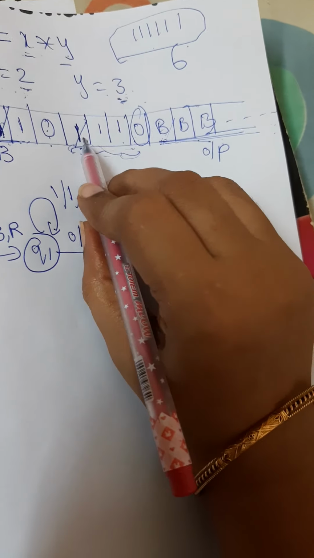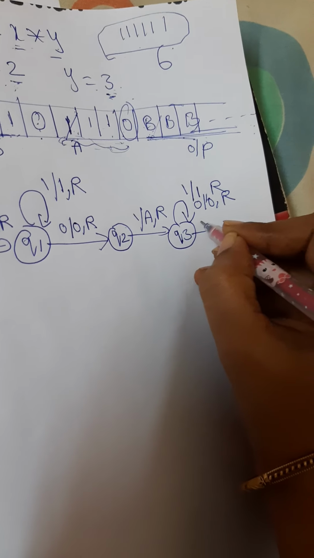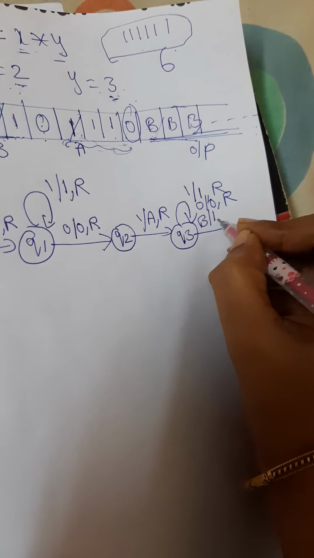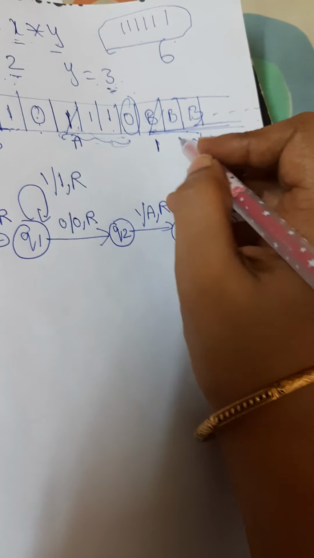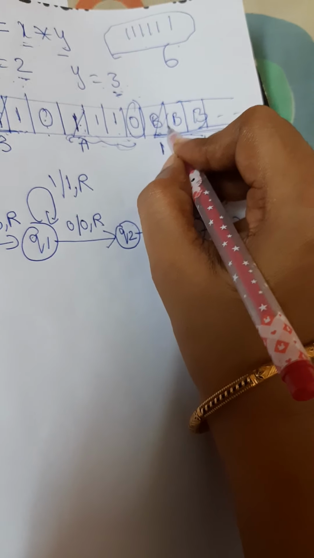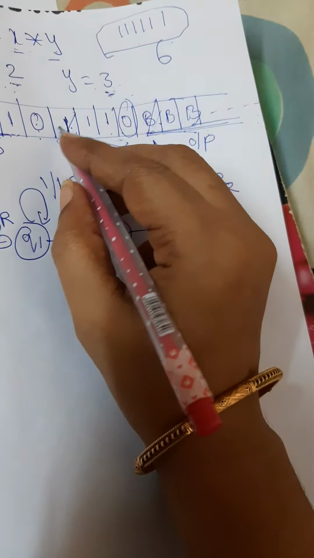Now what I said, this one you have to copy here. So this blank you have to make 1. So this blank you are making 1, and again you have to repeat this. This one you have copied here. So again you move left. You have copied this one here, and again you are moving left.